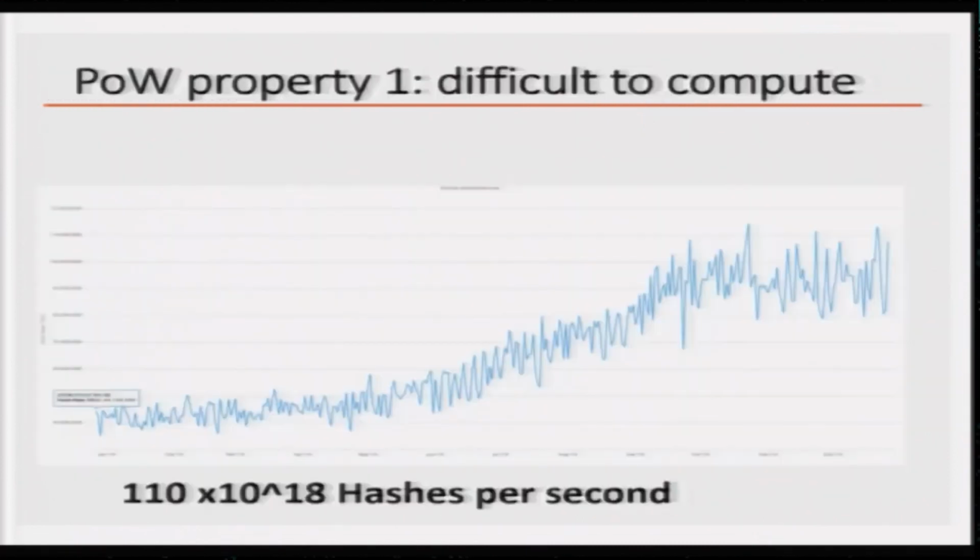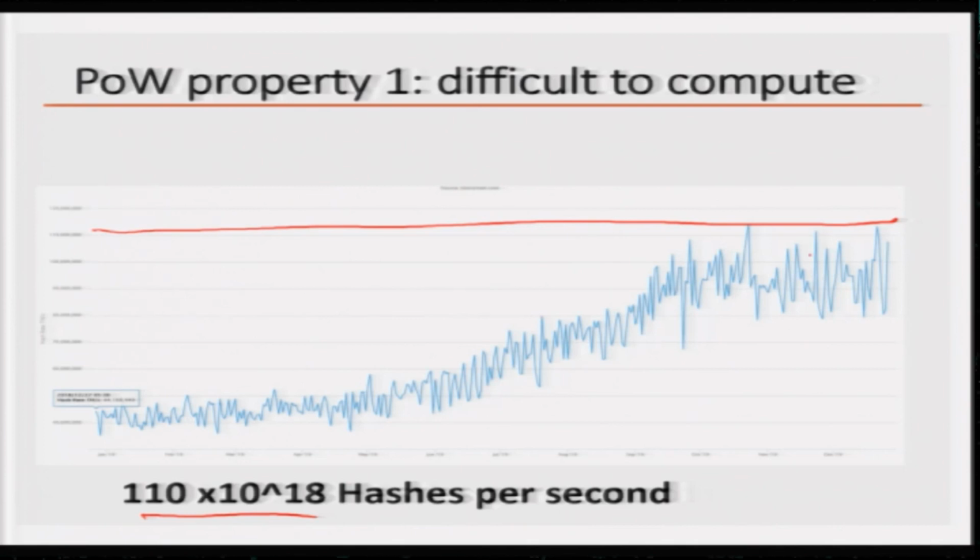So, now everybody is computing hashes. Every second, I looked this up, in December 2019, as you can see, there were almost like 110 million times 10 to the 12 hashes per second. So, this is tera hashes. That many hashes are computed per second by the blockchain ecosystem.